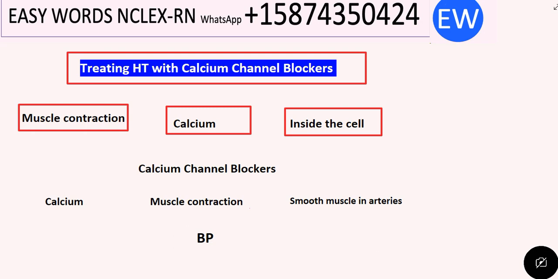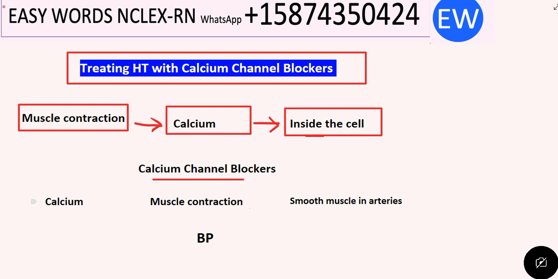Treating hypertension with the calcium channel blockers. We will start with the mechanism of action for the calcium channel blockers in brief. Muscle contraction is regulated by the amount of calcium that enters inside the cell. So, to control the blood pressure, we have to control the amount of calcium that enters the cell. That's what the calcium channel blockers help us with.